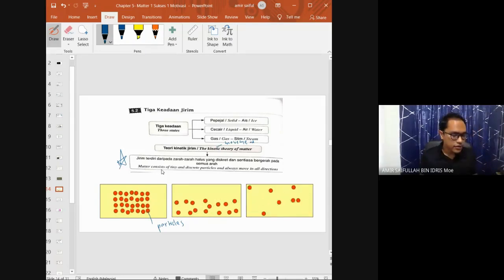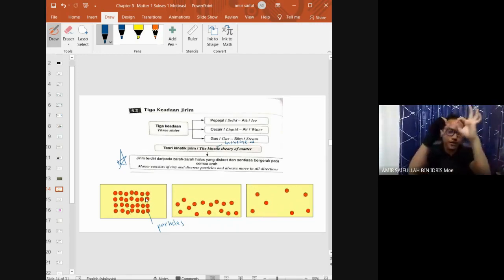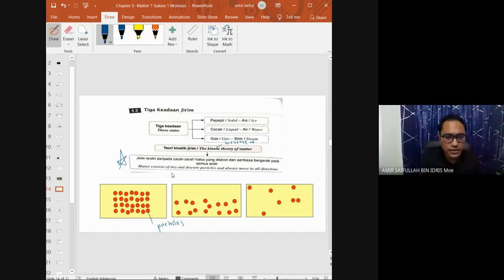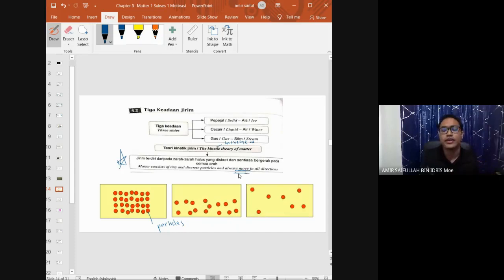Okay, good. So that is what we call the kinetic theory of matter. Matter consists of these tiny and discrete particles. Discrete means they are separated, they are not combined. They are tiny, they are discrete, and they are always moving. They are not standing still. They are always moving in all directions.